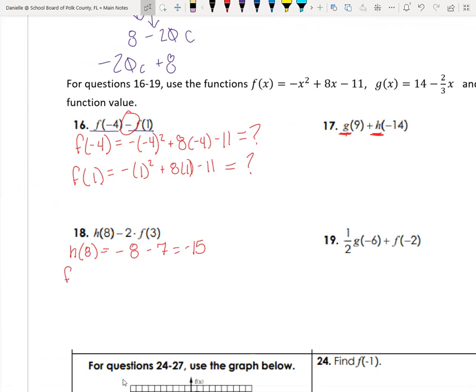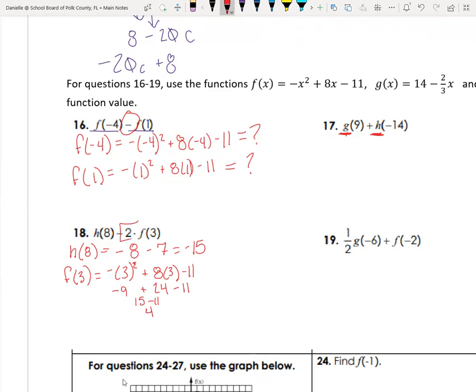Now we need to do F at 3, and F at 3 is going to be negative 3 squared plus 8 times 3 minus 11. 3 squared, that's going to be negative 9 because the negative is on the outside. 8 times 3 is 24, minus 11. 24 minus 9 will give me 15, minus 11, which gives me 4.